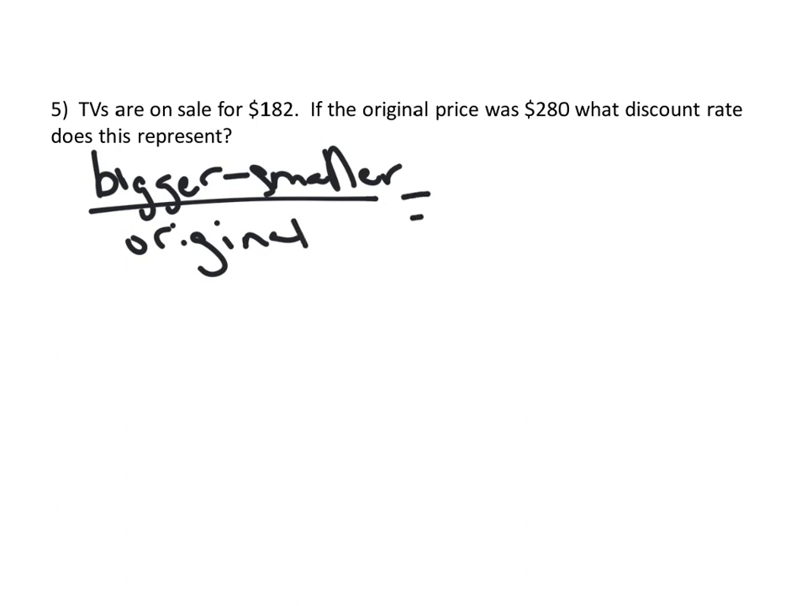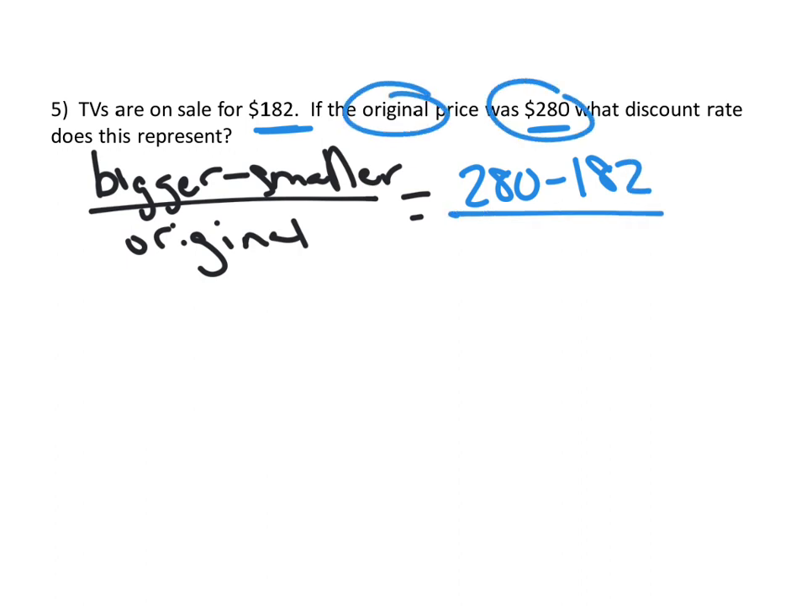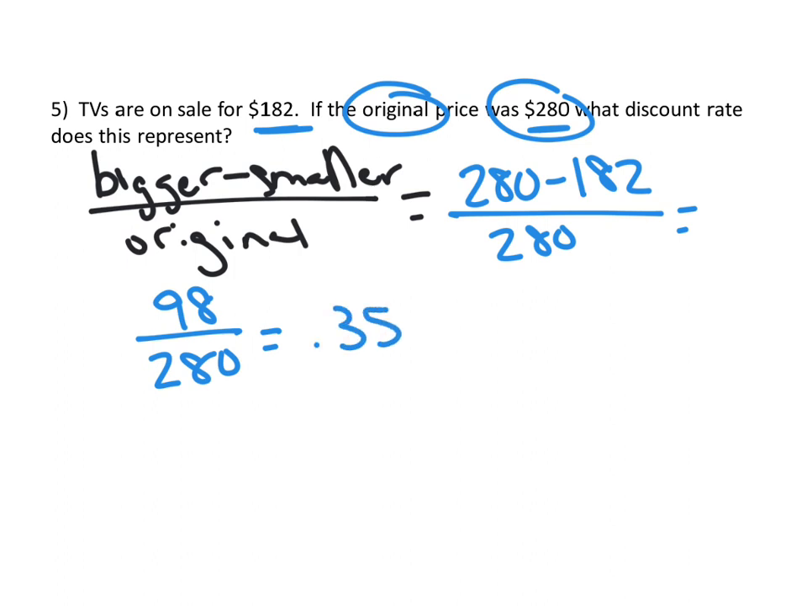Okay, so here, the original price was $280. Now they're on sale for $182, divided by the original price, which was $280. So $280 minus $182, so $98 off. That's pretty good. Divided by 280 is 0.35. So 0.35 times 100 to get your percent. So 35% off.